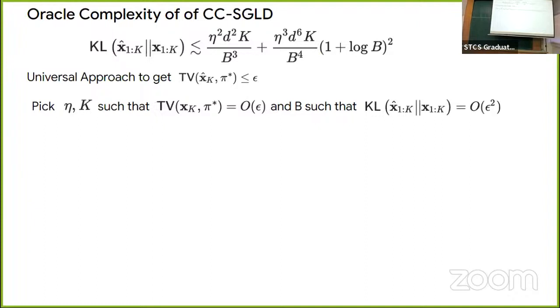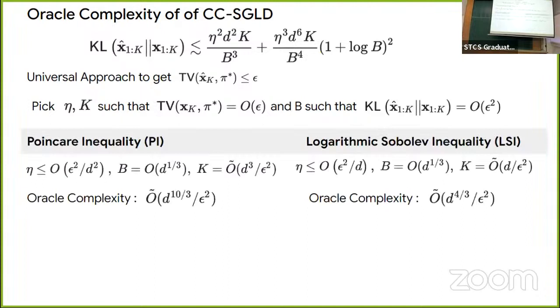Okay, so let's discuss the oracle complexity. Similarly, we can show that LMC at x_k has TV distance of O(epsilon) and KL divergence between them is O(epsilon squared). Then we know that this converges to the target in TV distance with error epsilon. Under Poincare inequality and log-Sobolev inequality, we obtain the following rates. That is oracle complexity of d to the 10/3 over epsilon squared to obtain epsilon TV distance, and oracle complexity of d to the 4/3 over epsilon squared under log-Sobolev inequality assumptions on pi star, the target distribution.